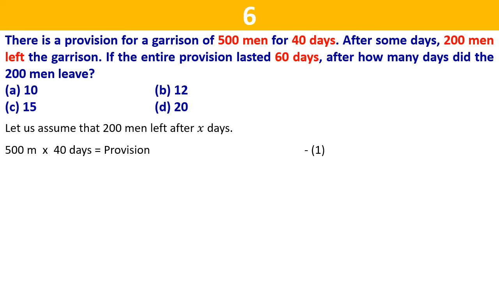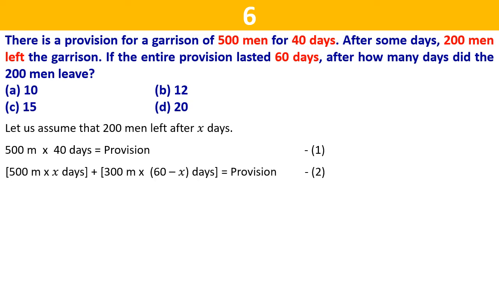Now we are assuming that 200 men left after X days. So initially, for the first X number of days, there were all 500 men. So the consumption that they have made is 500 multiplied by X like this.